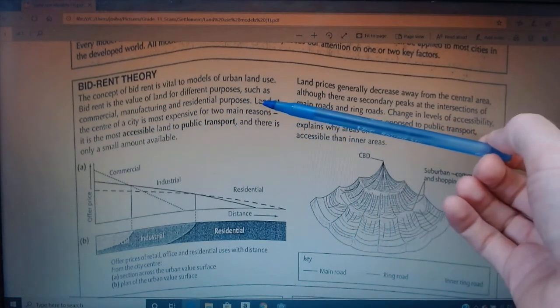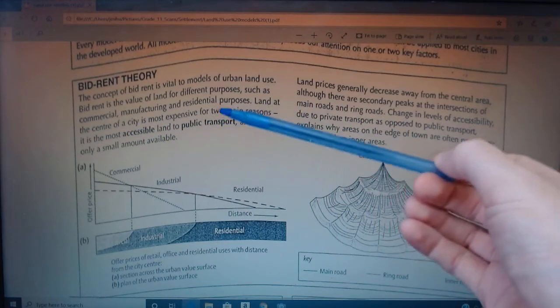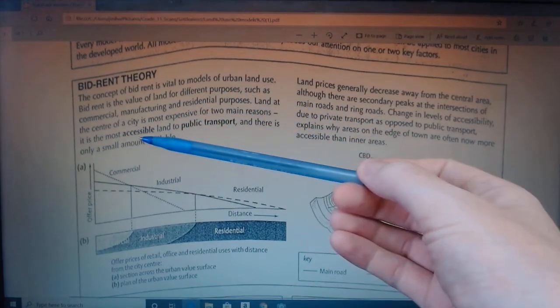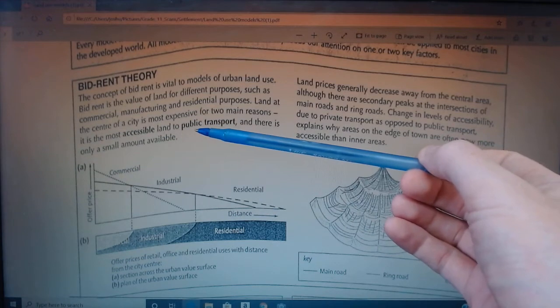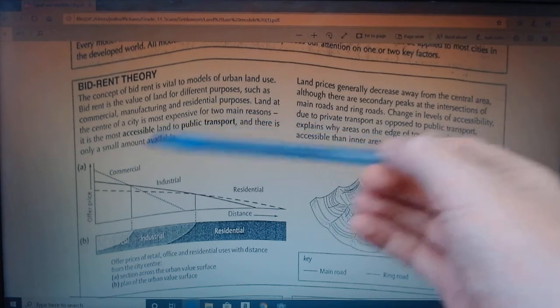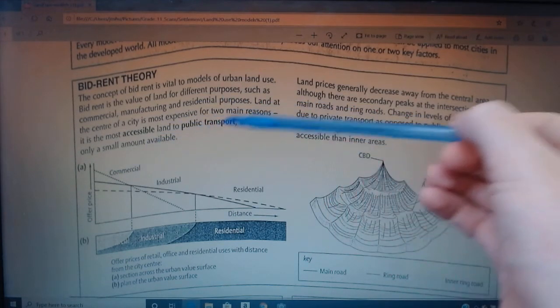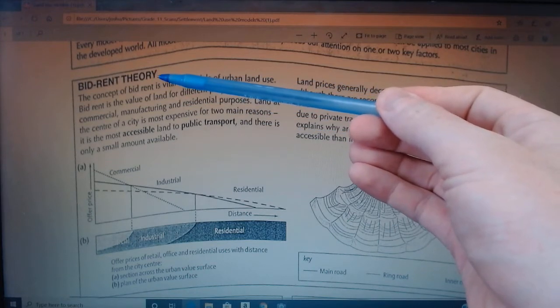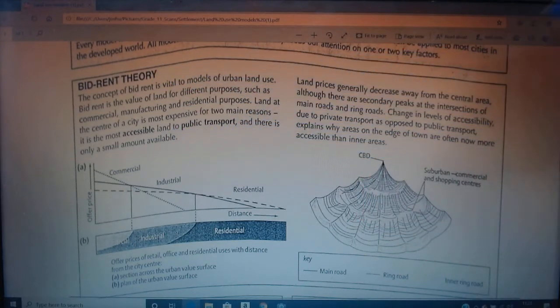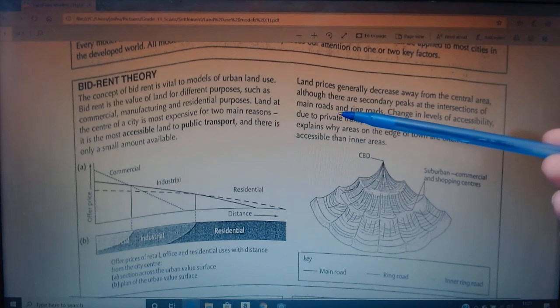A little note to make is that land at the centre of the city is most expensive for two main reasons. It is the most accessible land to public transport, so everybody can get there, and there's only a small amount available. So that sentence you need to make a note. You can make this a subheading, and then that little sentence there. Now, land prices generally decrease away from the central area, although there are secondary peaks at different areas as you move out of the city.